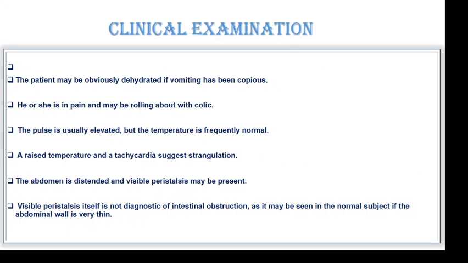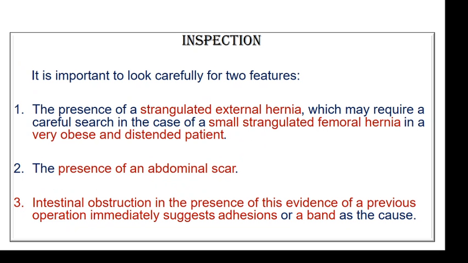On clinical examination, the patient is obviously dehydrated, especially if the vomiting is copious, and the patient will be in pain with colicky abdominal pain and rolling in bed. The pulse is elevated, but the temperature is usually normal. But if the temperature and pulse rise together, it might suggest strangulation. The abdomen becomes distended with visible peristalsis, but visible peristalsis can appear normally and can be seen on inspection of the abdomen in thin people.